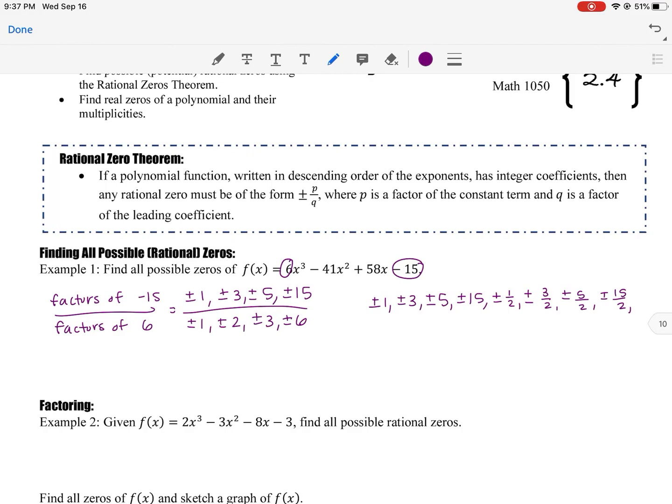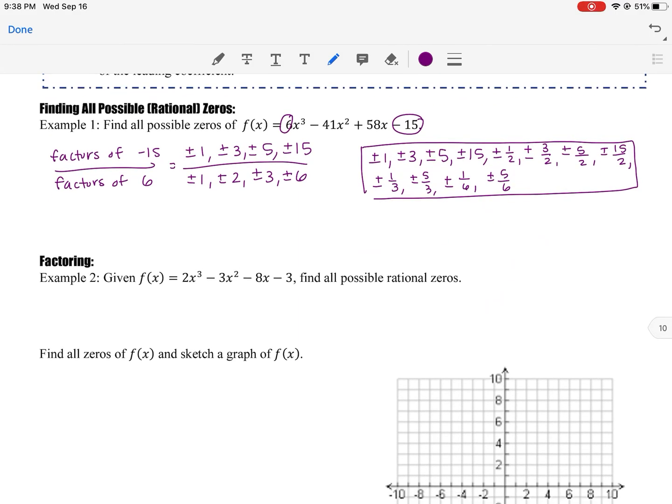You keep going, and now we do 3. So we get 1 divided by 3, 1/3. 3 divided by 3 is still 1, so we have that and don't need to write it again. But we do have 5/3. 15 divided by 3 is once again 5, which we already have. Now divided by 6: 1/6. 3/6 is a half, which we already have. We have 5/6. 15/6 is 5 halves, which we have as well. So here are all the possible zeros.